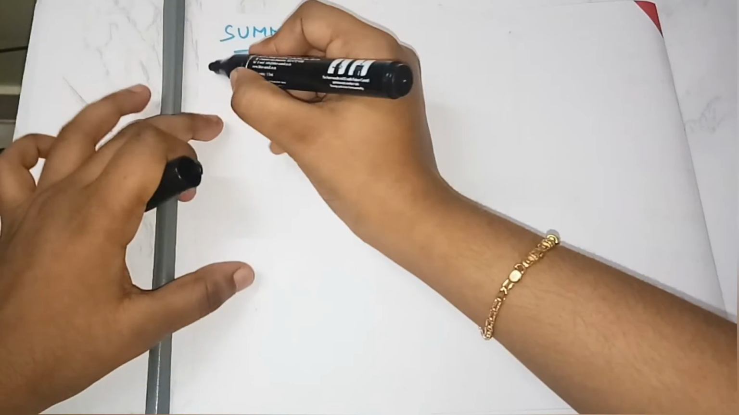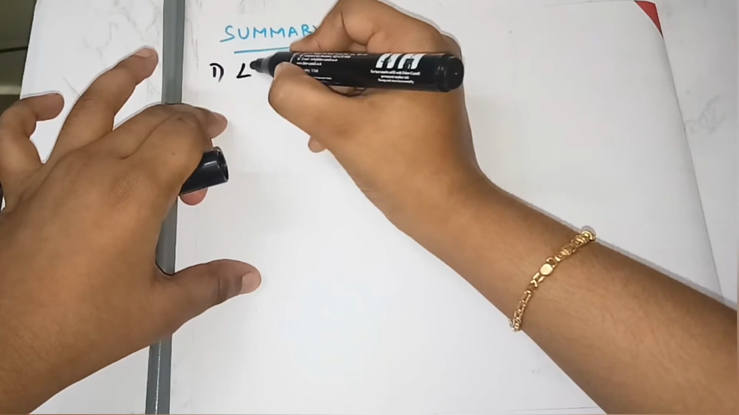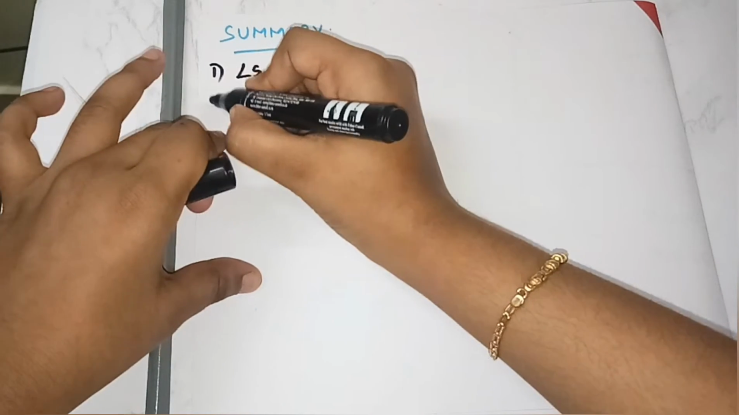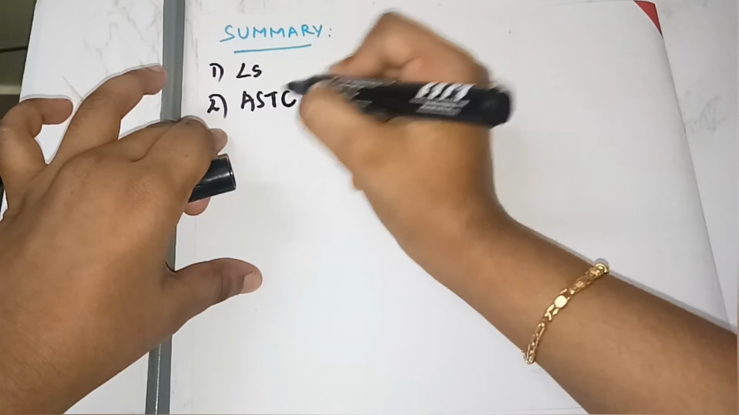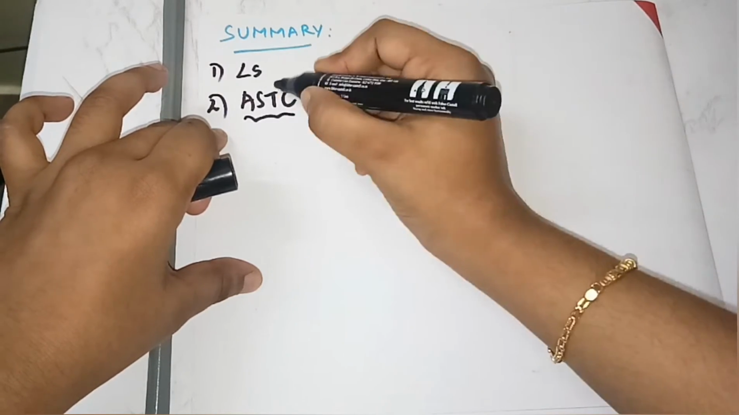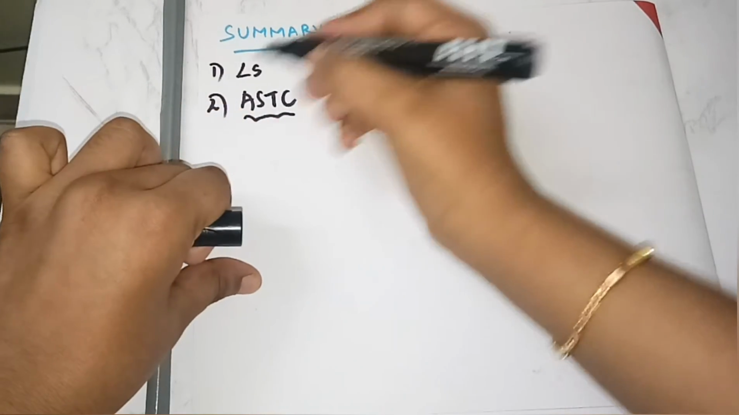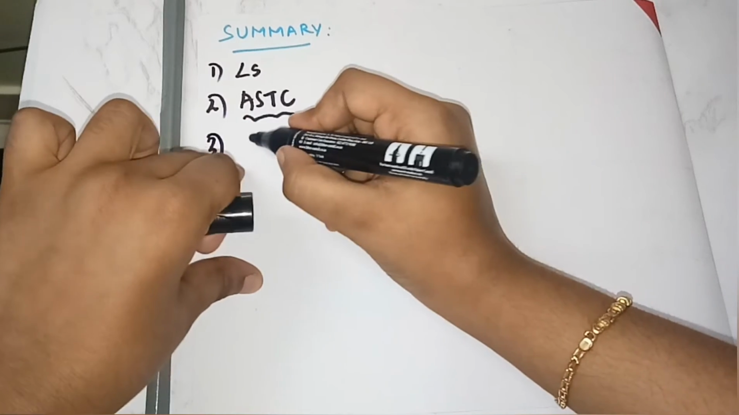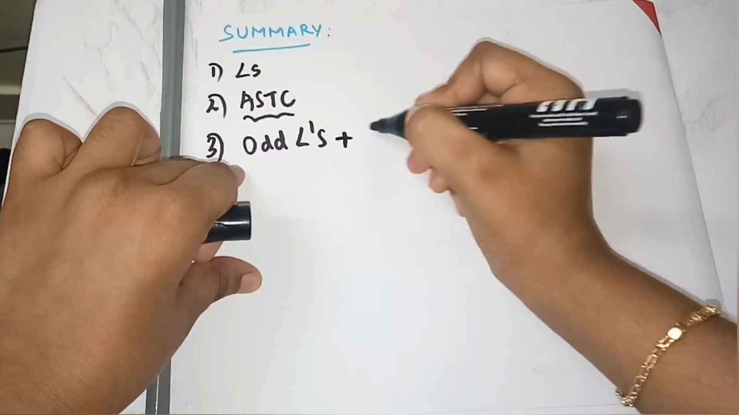So just a quick summary of the things that you need to learn before solving the sums based on the ASTC rule. First one being, what are the different angles in each of the quadrants? The second one, what ASTC stands for, and what are the different functions which are positive in each quadrant. And the third one, the difference between odd angles and even angles.